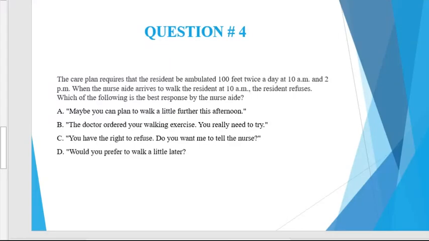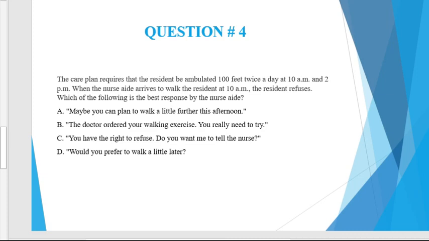When you go to your resident, it's supposed to be twice, 10 a.m. and 2 p.m. At 10, the resident refuses. First of all, you want to make sure why she is refusing. Is it that she's tired or she wants to do that later? You try to find that reason Ms. Jones is refusing to walk at that time. Give her, okay, can I come back, Ms. Jones? Maybe it's too early. I think that would be the best option.